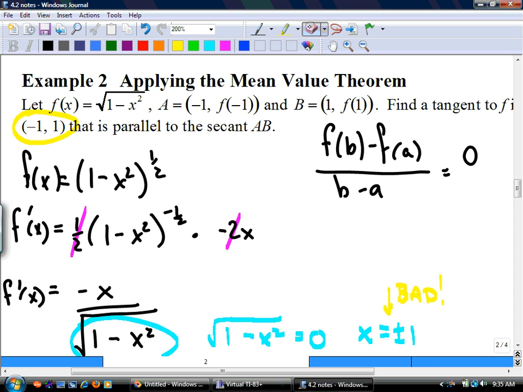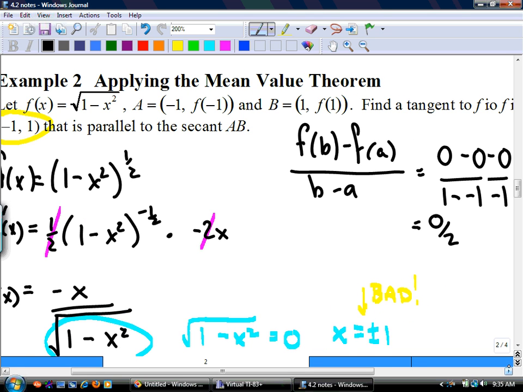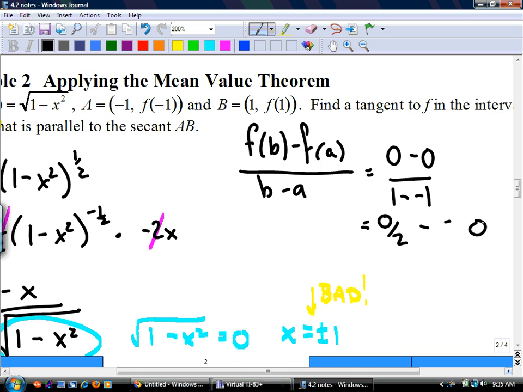And then we're going to put negative 1 in. Negative 1 squared, positive 1, 1 minus 1, 0, square root of 0, 0. I'm just having fun. Over 1 minus negative 1. So we got 0 over 2, which is 0. Okay.